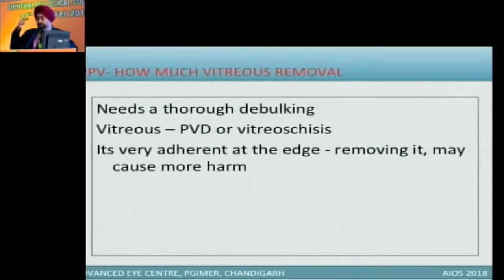So similarly to our patients, we should not give them acute PVD. We should give them slow PVD, because we may not cause the iatrogenic breaks there. So in these patients, it's very important to do a slow PVD.